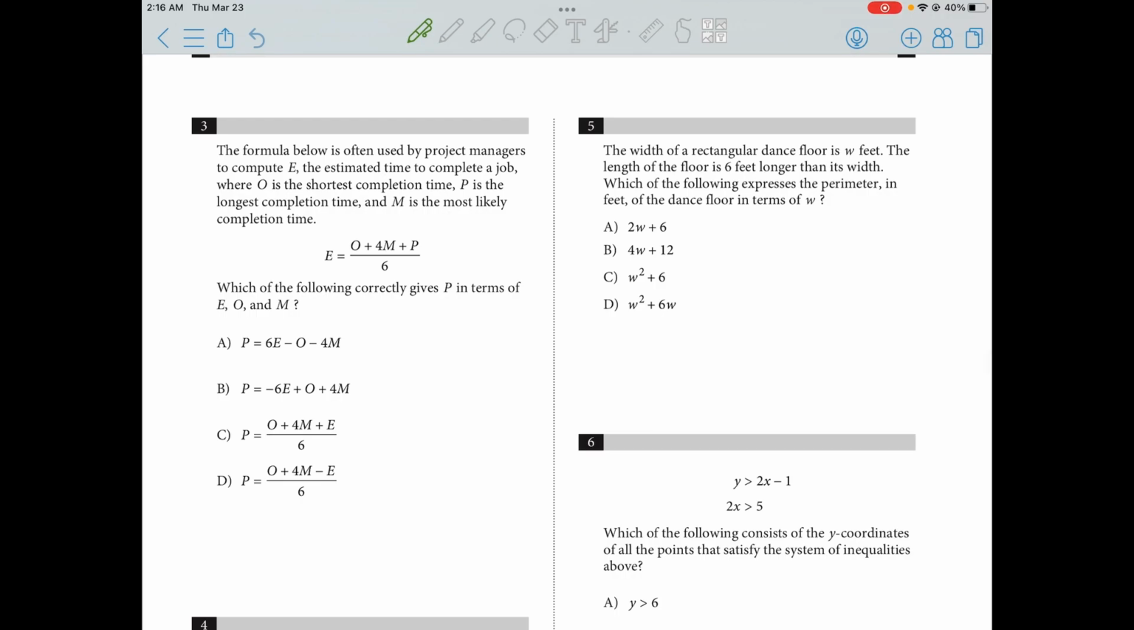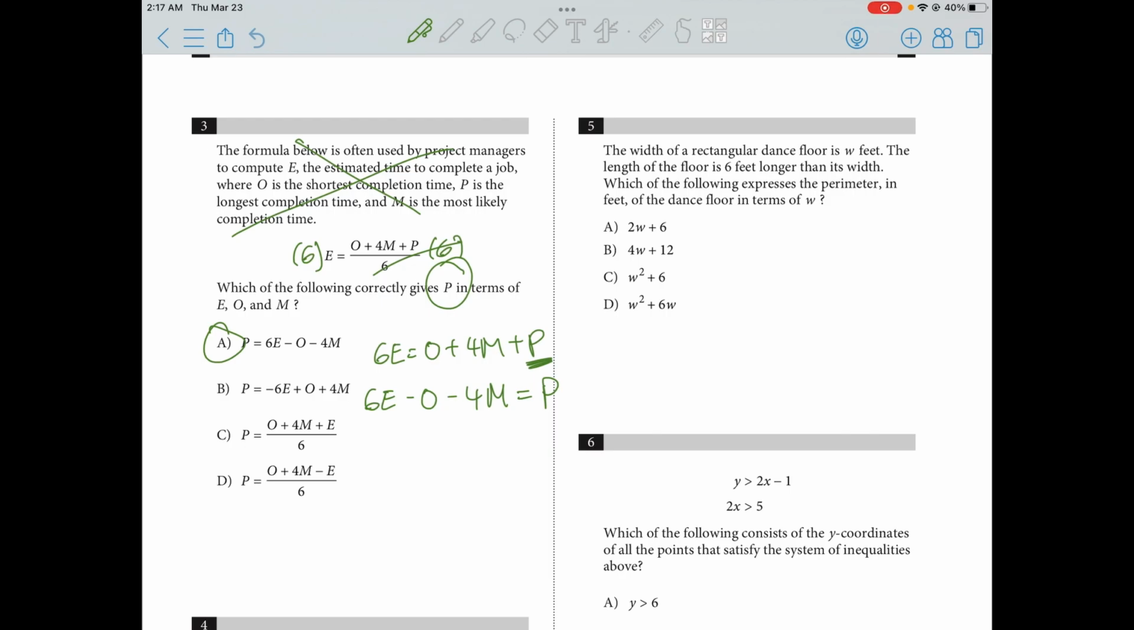Looking at number 3, when they ask us to isolate one variable, all you have to do is rearrange the equation and don't waste your time reading the big chunk of words. So we have to multiply by 6 on both sides, so the 6 cancels out. Get rid of the denominator, and we are left with this. Now we have to isolate p. That means we have to subtract o and m on both sides, which leaves us with p. And our answer choice would be A.